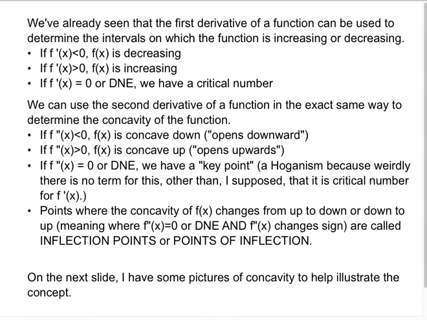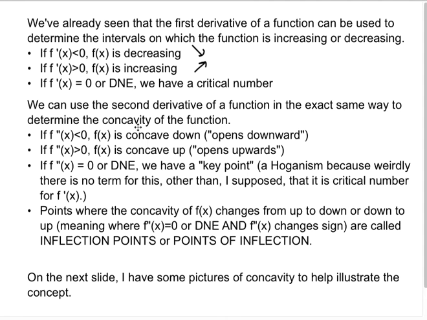So we've already seen that we can use the first derivative of a function to determine the intervals on which the function is increasing or decreasing, right? So if f prime is less than 0, we have a function f that is decreasing, right, like this. If f prime is greater than 0, we have a function f that is increasing. And if f prime is 0 or does not exist, we have a critical number, right?